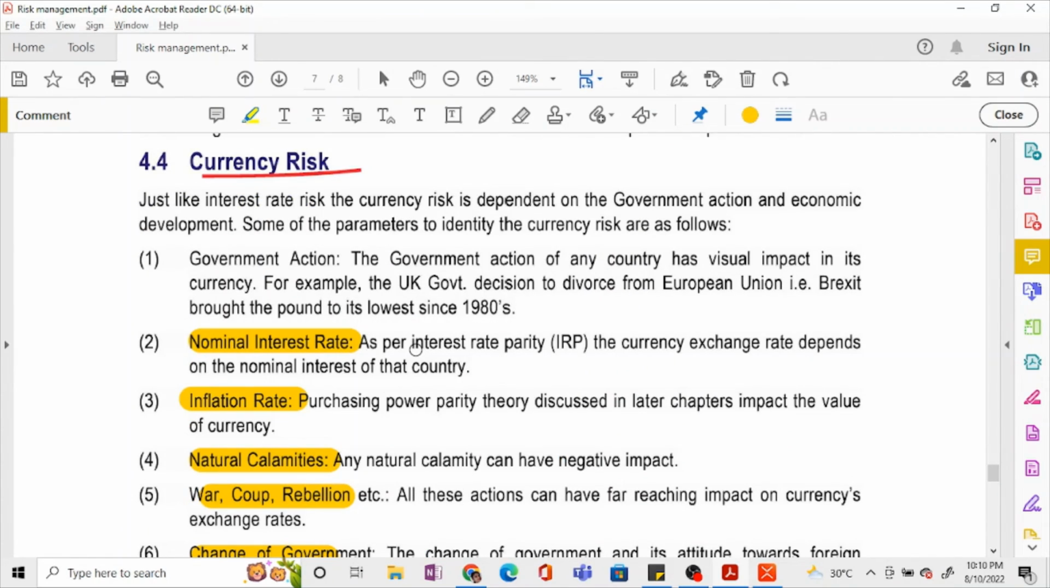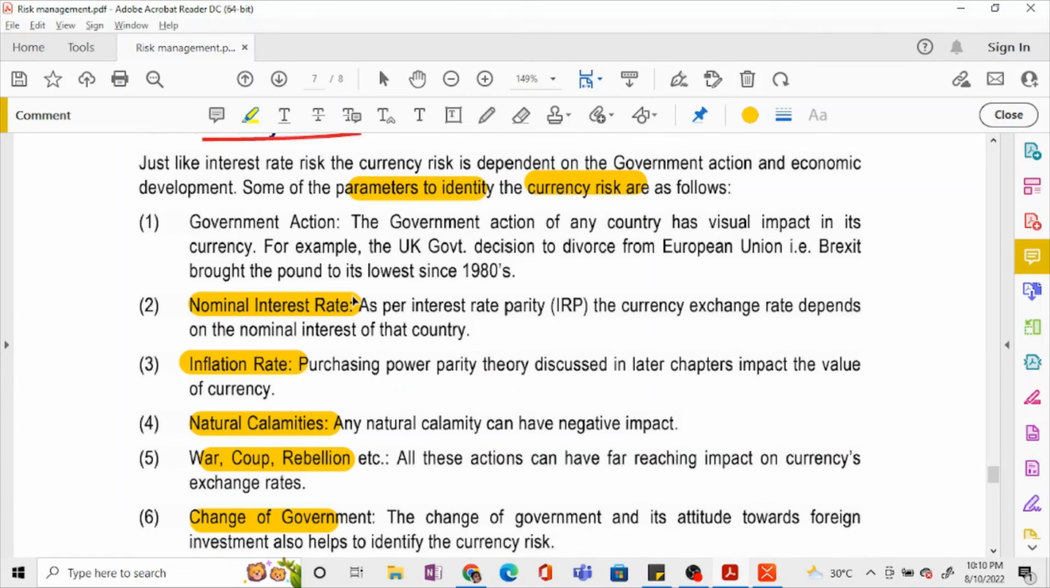Currency risk. Just like interest rate risk, currency risk is dependent on government action and also economic development. We have to see some of the parameters to identify the currency risk, as follows. What is the nominal interest rate? What government action has been taken and what is the impact on the currency? Whatever the plans of the government. If there are changes in the government, or if they impose any new policies, we have to see that to identify the currency risk.